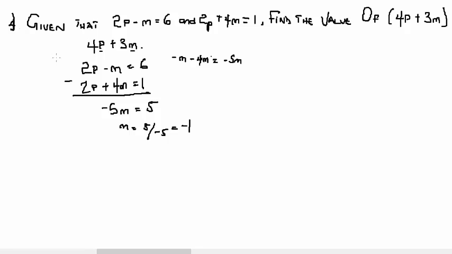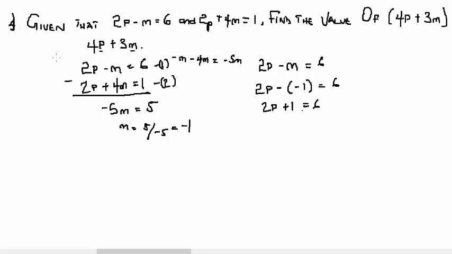Now let's proceed. If I have my m to be minus 1, let me come back to equation 1. This is equation 1 and this is equation 2. From equation 1, I have that 2p minus m is equal to 6. Now since m is equal to minus 1, I have 2p minus into brackets minus 1 is equal to 6. That's 2p plus 1 is equal to 6, giving me 2p is equal to 6 minus 1. 2p becomes equal to 5, and your p is 5 over 2.